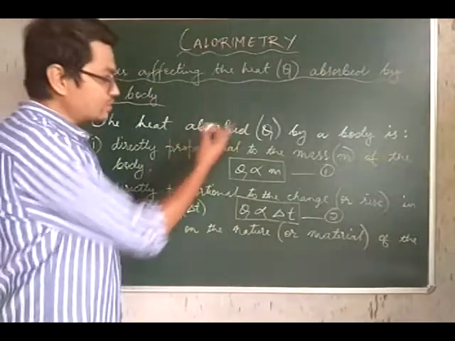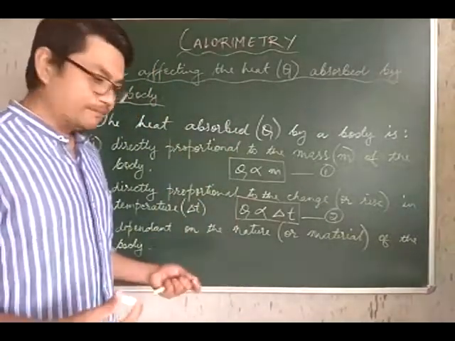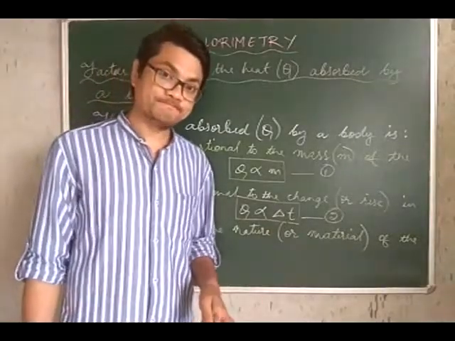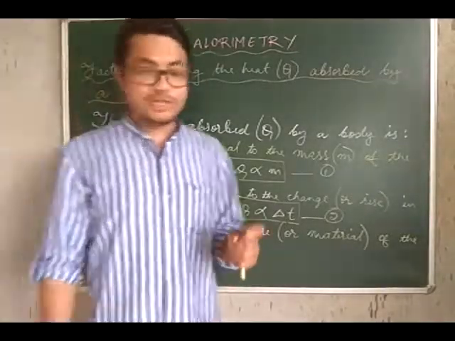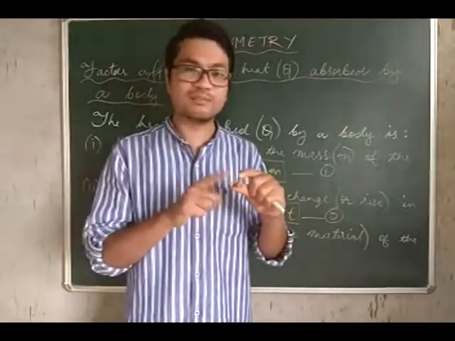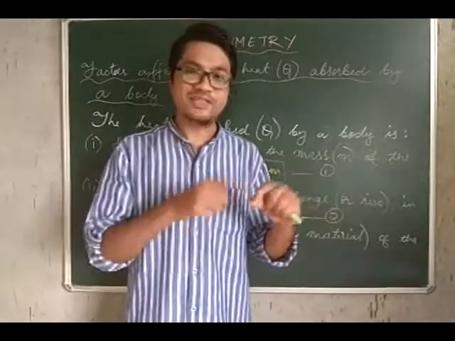Furthermore, the amount of heat absorbed Q by a body is also dependent on the nature or material of the body. Like for example, this is a good conductor, some metal, again say copper, and this is a bad conductor. Say this is water.